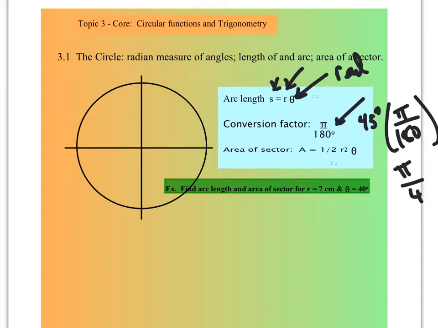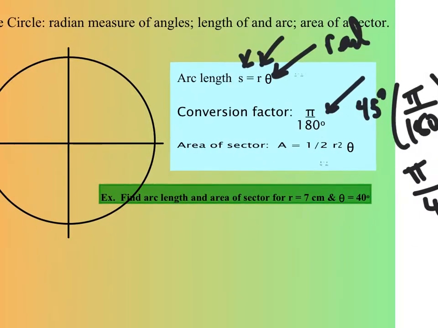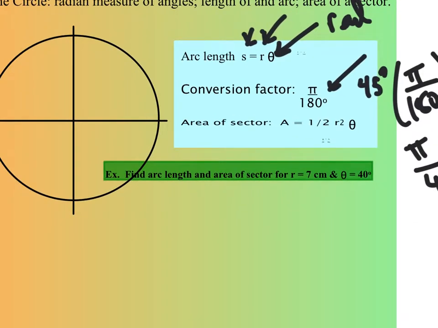Okay, area of a sector. I like to think of area of a sector, instead of 1/2 r squared theta, as theta over 2 r squared. Okay. All right. Find the arc length and the area of a sector for radius 7 and angle 40 degrees.